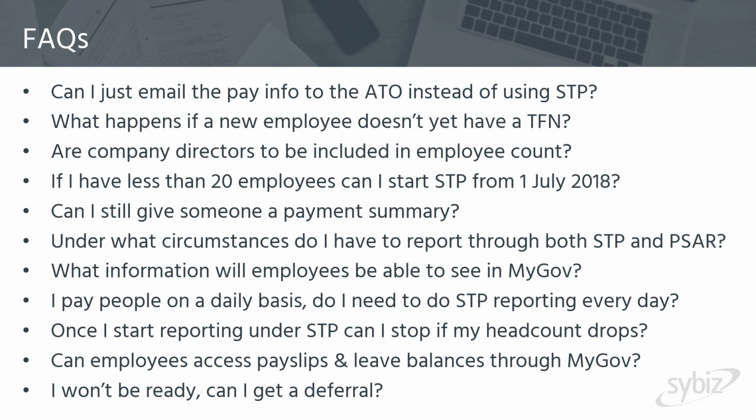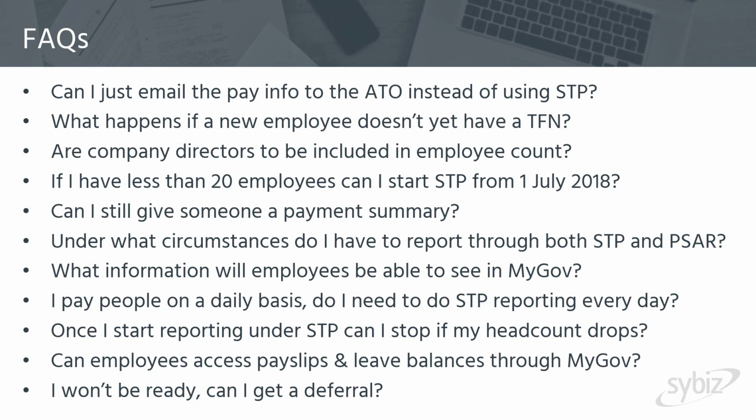And under what circumstances do I have to report through both STP and payment summary annual reporting? As I said, if you don't do those final event indicators for all of your employees by the cutoff dates, which will slide back over the first 3 years of STP, then you will also need to do payment summary annual reports as well. Again, that's probably neither here nor there at this stage of the game, still 15 months out from the end of the first financial year under STP, but yeah, certainly we'll reinforce that point as we get to that point in time.